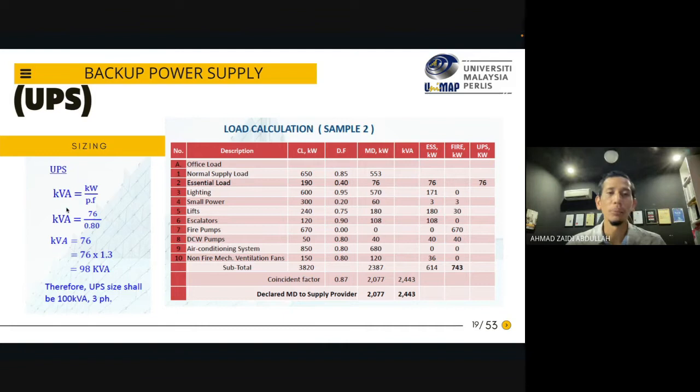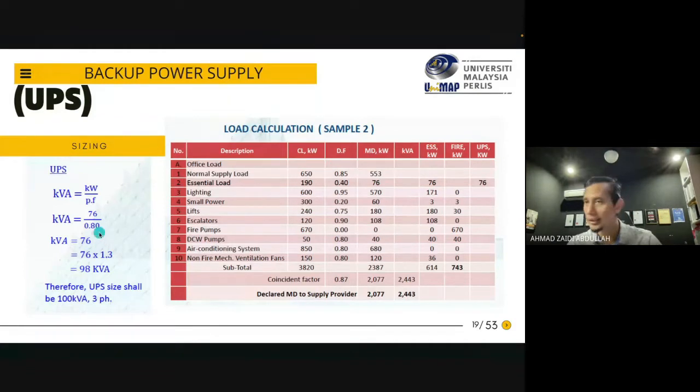So if we have kilowatt, say 76 kilowatt, how many kVA is it? How do we get it? The formula has been given, so you should know. It is very simple: you just use a power factor value. This power factor is standard 0.8.